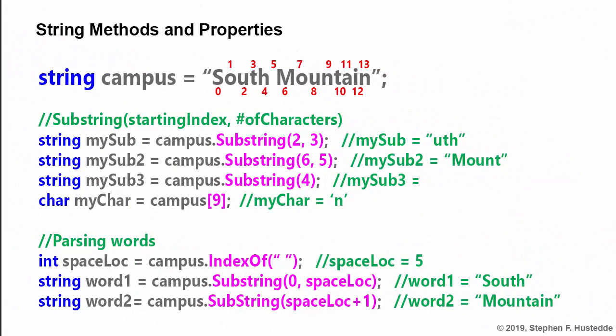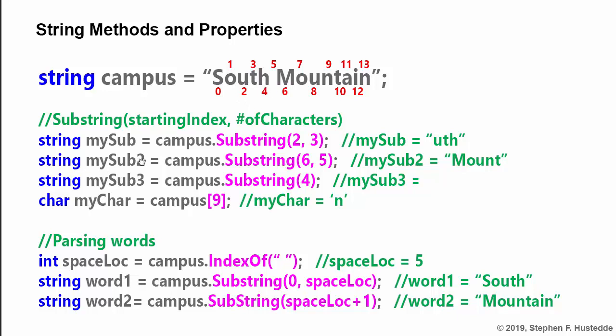Another really useful method in strings is substring. Substring lets us extract part of the string based on a starting index and the number of characters. That number of characters is an optional value. In my first example, I have a string variable called mysub. It's going to equal campus.substring 2, 3. And the result is UTH. So how does it get that? Well, it goes to index 2, which is the U, and it returns three characters, UTH.